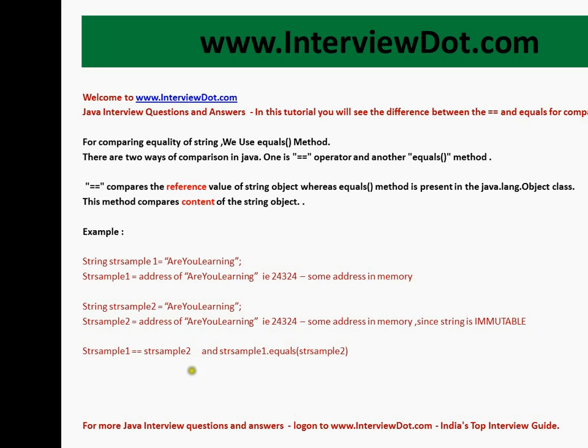Hope you understood what is the difference between double equals compare and equals method. Reference and content, very very important. Double equal compares the reference value, whereas equals method compares the content values.